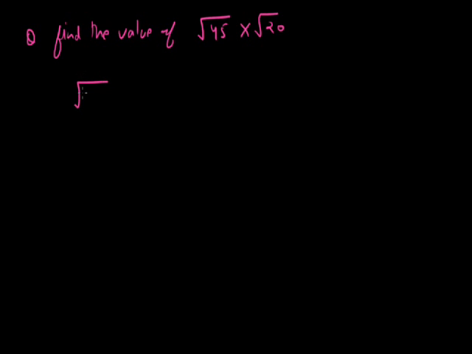Let's see the next question. Find the value of under root 45 into under root 20. Now we see that under root of a into under root of b can be written as under root a into b. So under root of 45 into under root of 20 can be written as under root of 45 into 20. So 45 into 20, we know that it is 900.